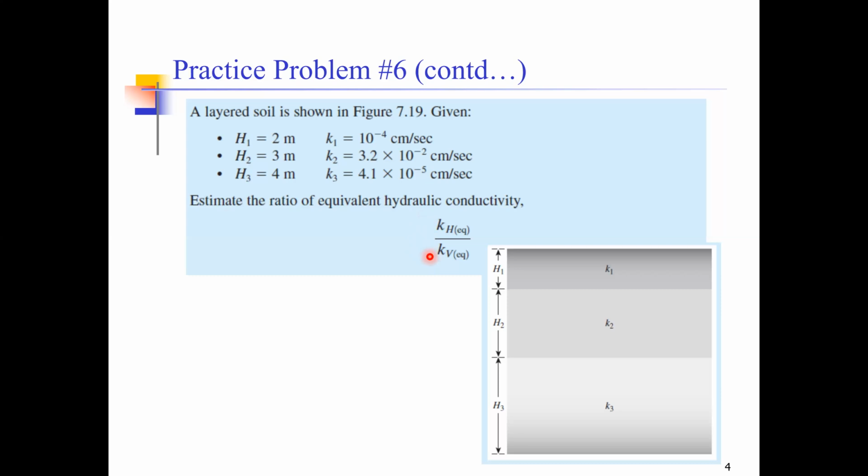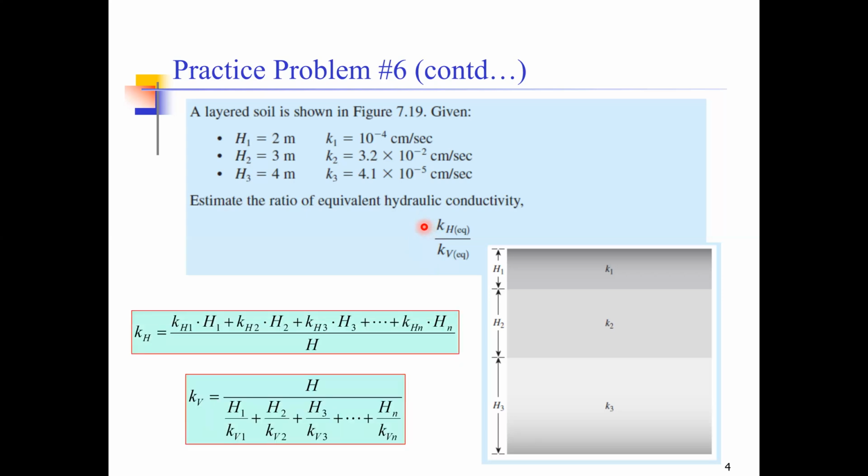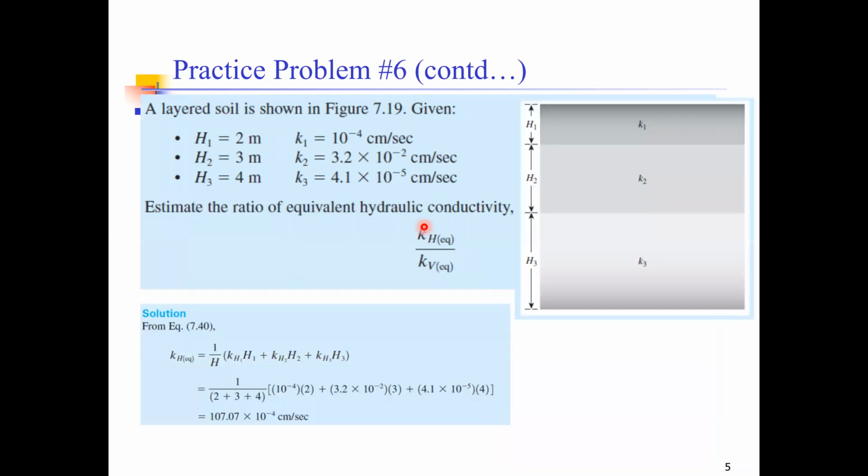So in order to determine the hydraulic conductivity parallel to the layers, these are the basic formulas that we have to use. And to determine the hydraulic conductivity parallel to the layers, we can simply replace all the values in this equation. And by simplifying it, we are going to get the hydraulic conductivity parallel to the layers.